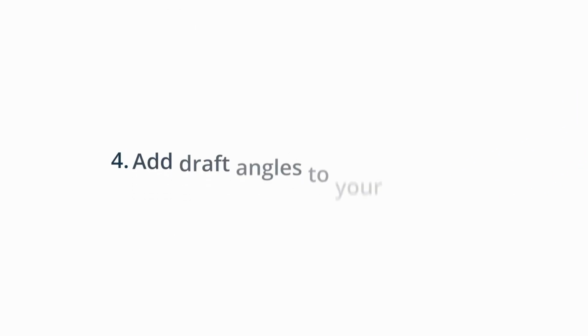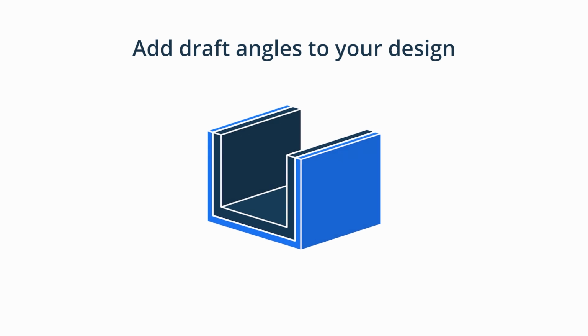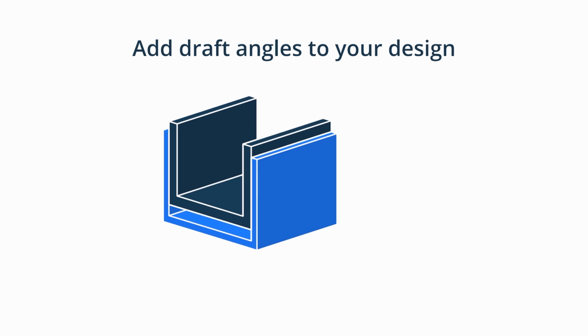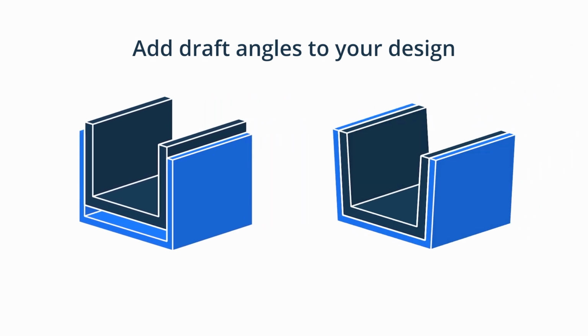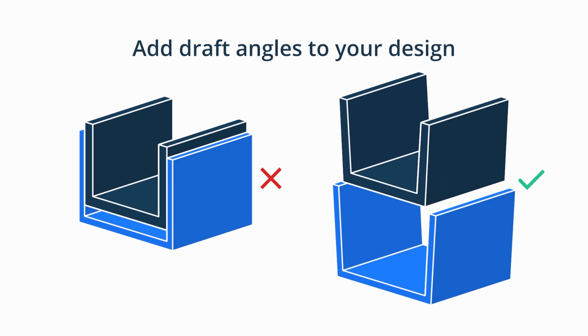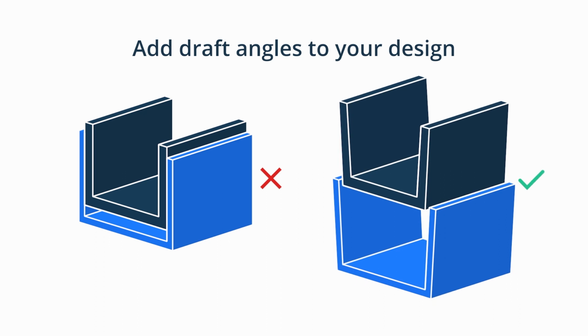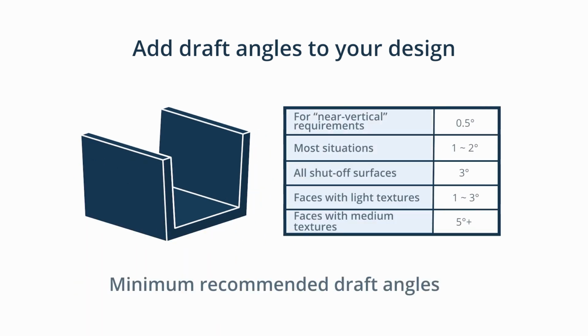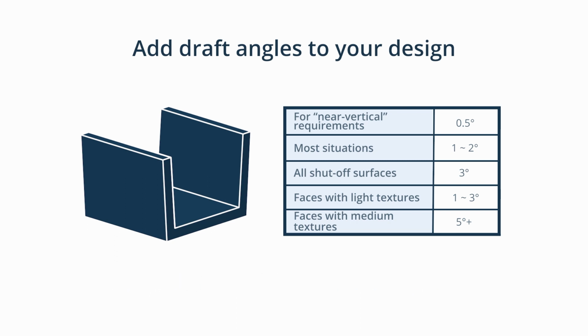4. Add draft angles to your design. Using injection moulding for a part with vertical walls will cause it to get stuck as the part contracts when it cools, which could damage the ejector pins and even the mold. Design the walls of parts with a slight slant to avoid this problem. This slanting is called draft. Different surfaces require varying draft angles. Textured surfaces require the biggest draft angles. Some common surfaces found in injection moulding and their minimum draft angles are as follows.